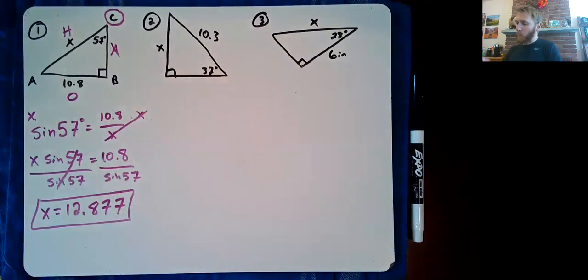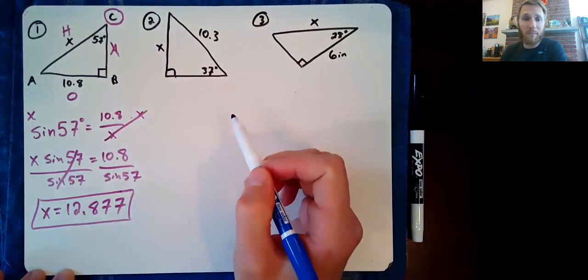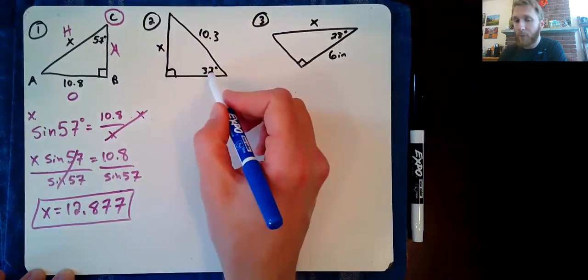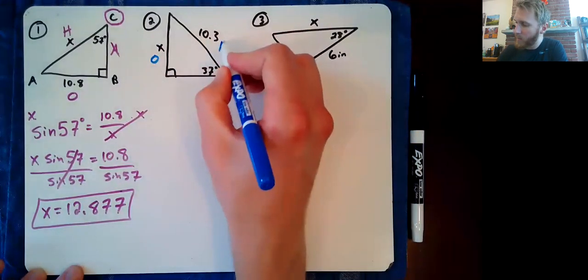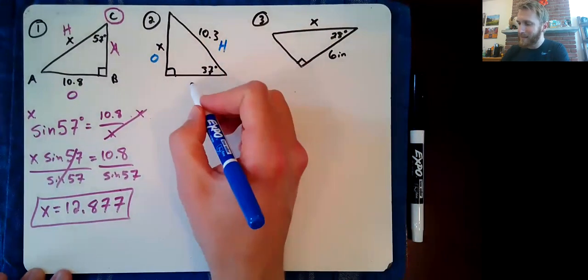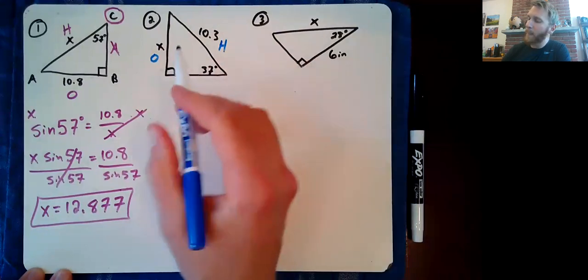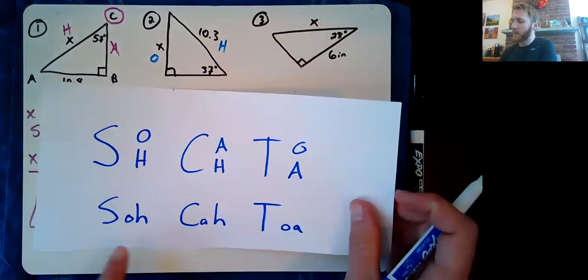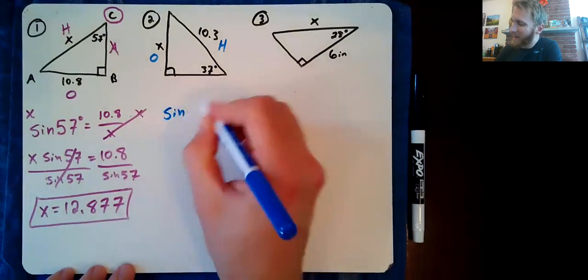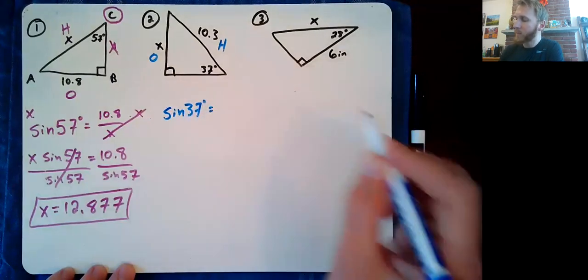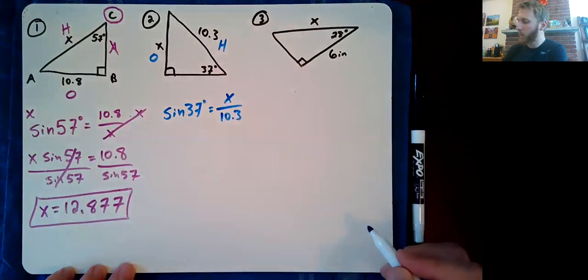Check, done. Number two, here my angle is the 37-degree angle. Notice I don't have side angles labeled on here. That's fine. It's still related to the angle 37 degrees. My opposite is the X, while my hypotenuse is 10.3. Again, this is my adjacent, but there's nothing even labeled. There's no X, there's no given value, so I don't want to use that. My opposite and hypotenuse leads me again to sine. So I'm going to set up sine of 37 degrees equals opposite over hypotenuse, X over 10.3.